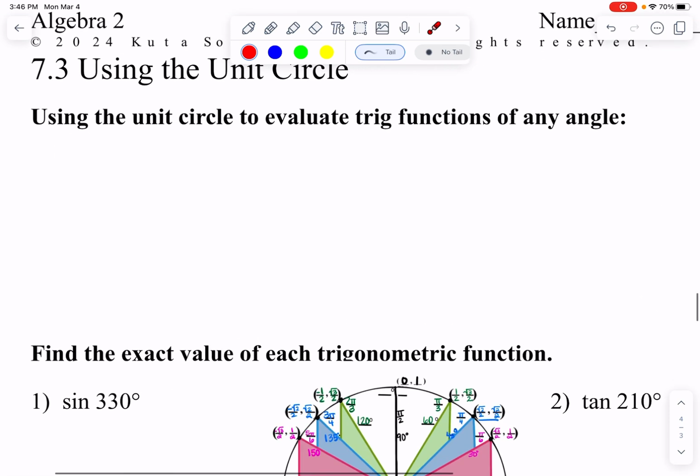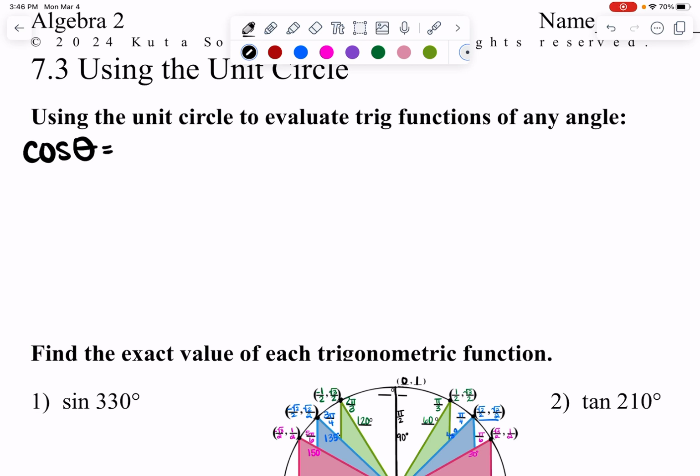And in order to do that, there are a few things we need to remember. Anytime we're looking for the cosine of an angle on the unit circle, it is going to be our x coordinate. Anytime we are looking for the sine of an angle on our unit circle, it will be our y coordinate. Tangent will be our x over y. Oops, I lied. That is not it. It is y over x.